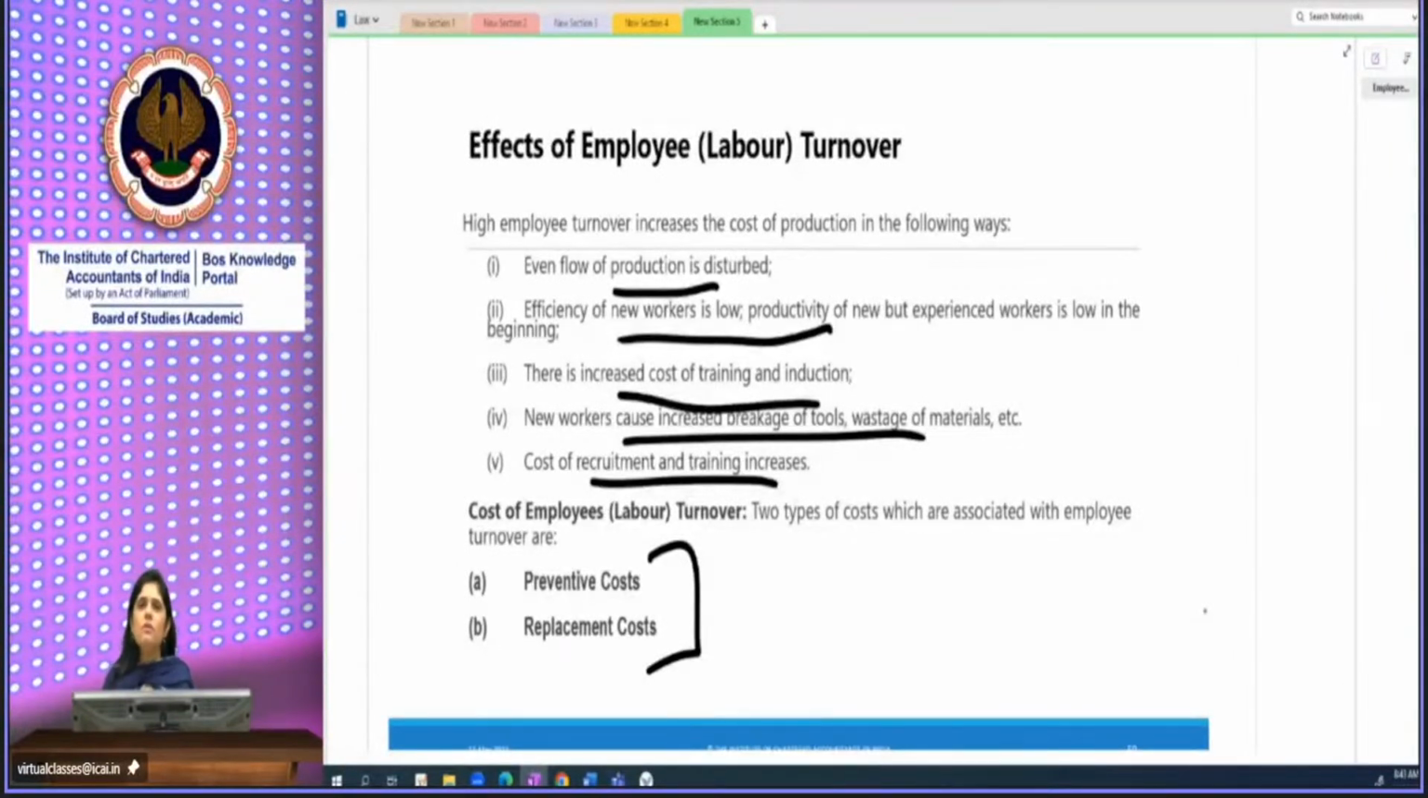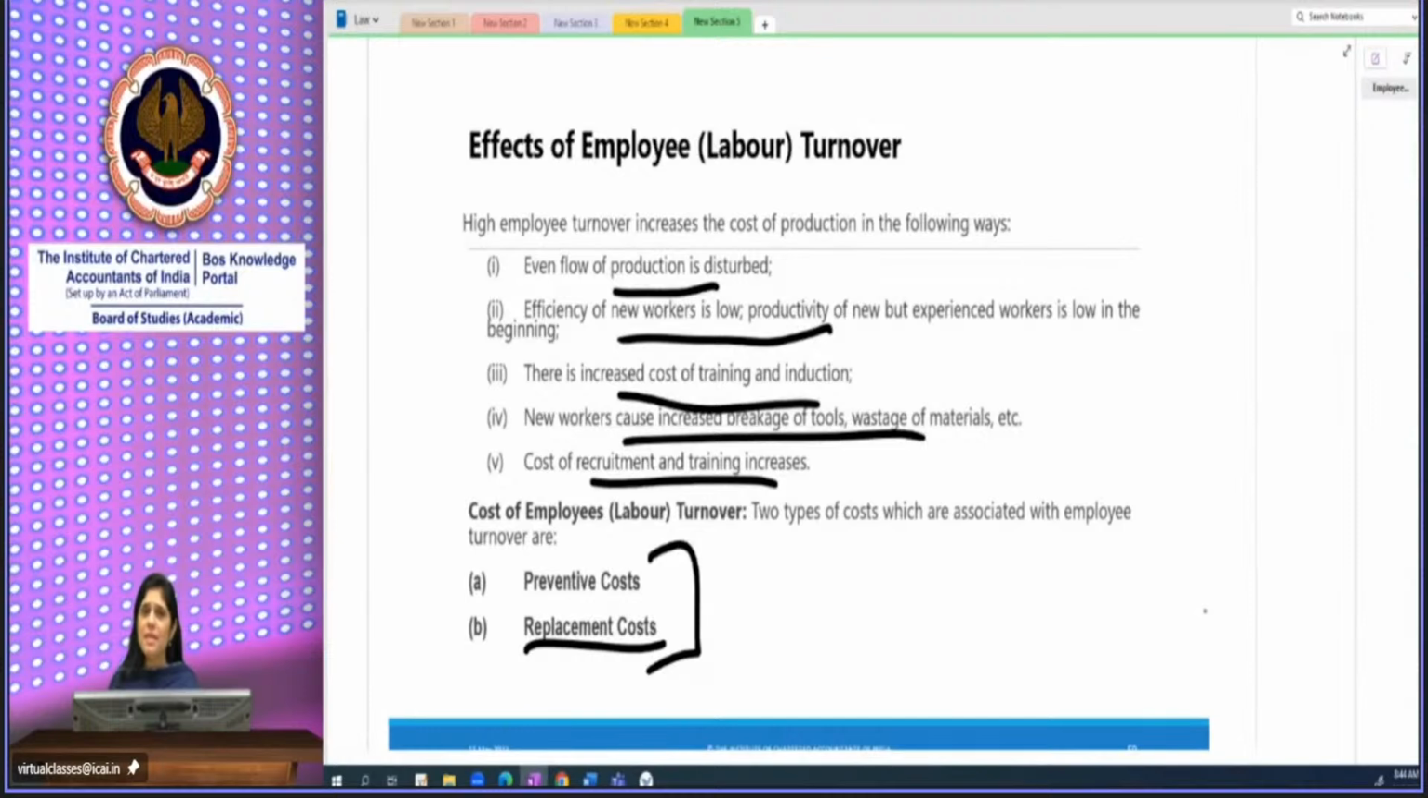So you give them recreation facility. You give them bus facility. Let us say there is no transport facility available from their place to your company. You give them bus facility. So again, it carries a cost to the employer. But yes, you can retain the employees. The employees will stay with you if you give them facilities. So preventive cost means you incur the cost so that employees are happy in your company.